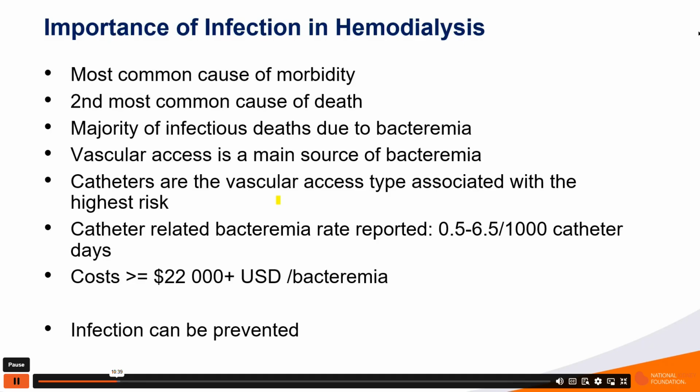And we know that out of all of the access types, catheters are the vascular access type associated with the highest risks. And these risks have ranged over time in the literature from 0.5 to 6.5 per thousand catheter days. Our rates are coming down in some centers, going up in other centers, but that's the basic range. And on average, the cost is about $22,000 US and can be as high as 33 to 35 if you have an ICU stay. So very, very expensive. And the important thing about infections in hemodialysis is that it can be prevented.